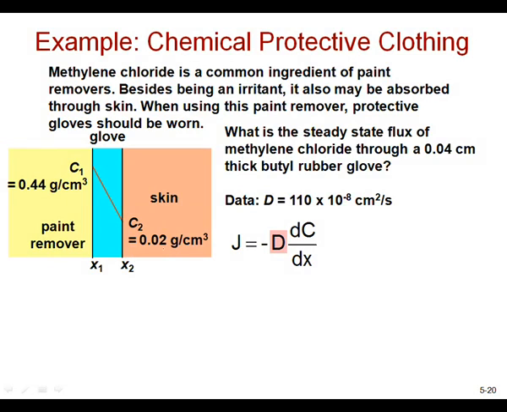And so on the other side is your skin, and we've got this really thin membrane between them. Well, there's actually a flux of atoms going into the rubber glove and reaching your skin. And because it's a very thin layer, we have a steady state that exists. And so we can calculate the flux of atoms. How many atoms per unit time per unit area? Let's go ahead and do that.